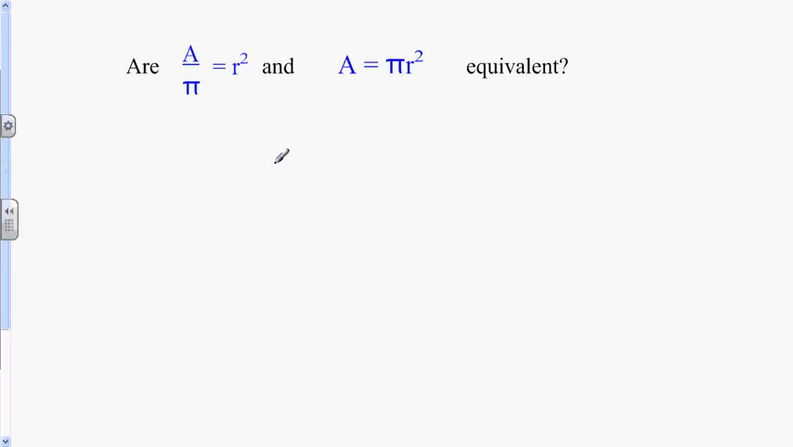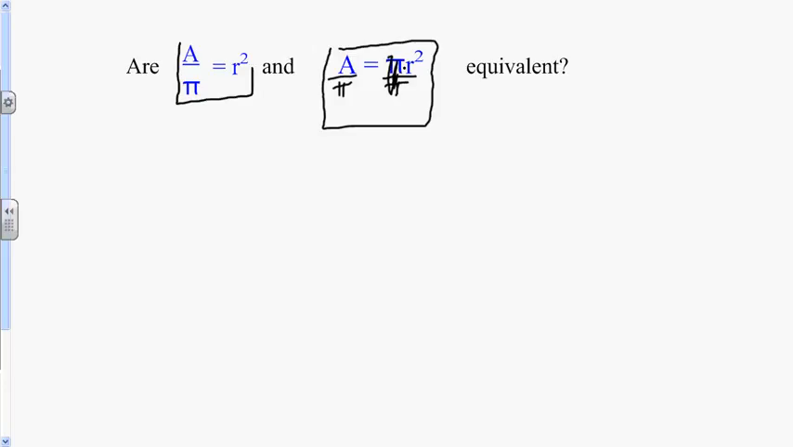Are these equivalent? Meaning, if you plugged in numbers, would you get the same results? All right, well, if we took this problem and solved for r squared, it is being multiplied, so we would divide by pi, and yes, we would get r squared equals a over pi. So yes, they are equivalent.